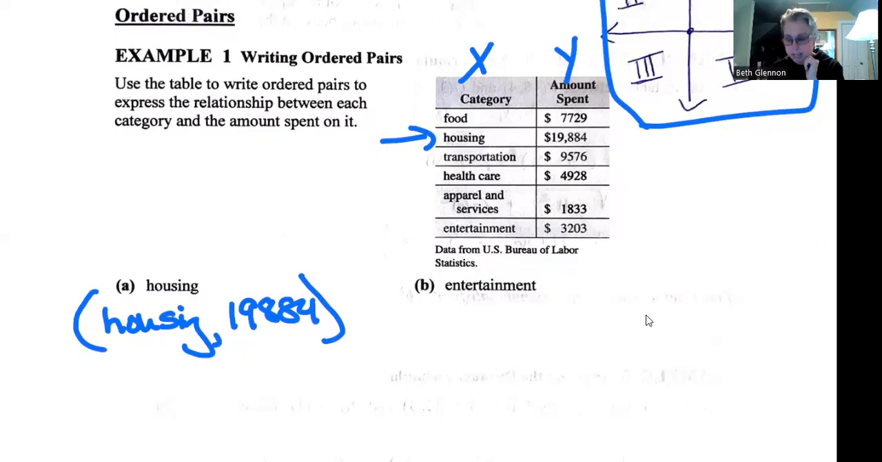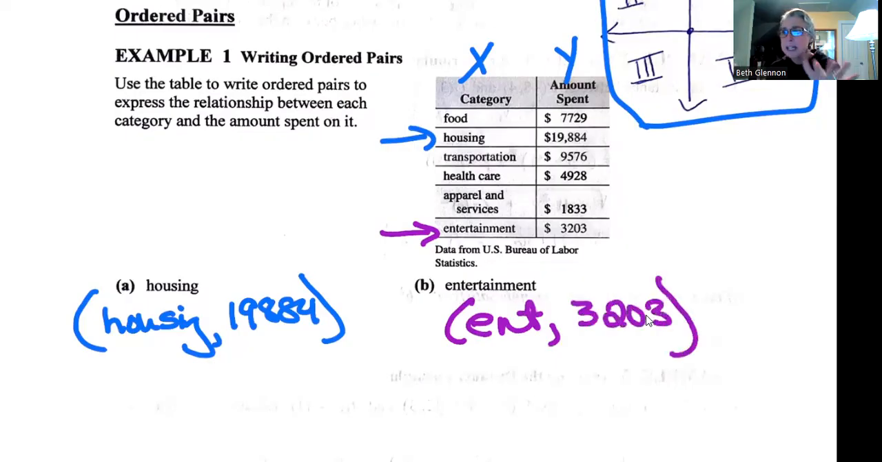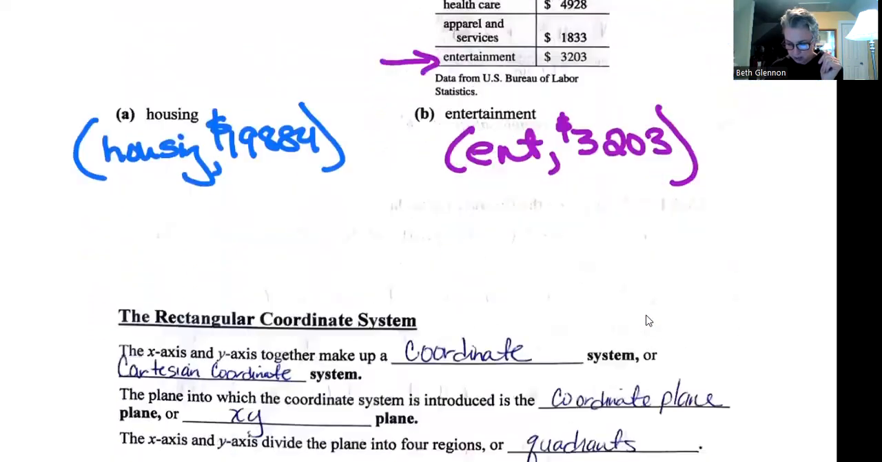And the next one is entertainment. So let's look over here at our entertainment value, which is down here. So I'll write the ordered pair entertainment, comma, 3203. Okay, I'm going to leave the dollar sign in there so my reader knows exactly what I'm talking about. Not quite sure how your textbook's going to want you to write that answer.